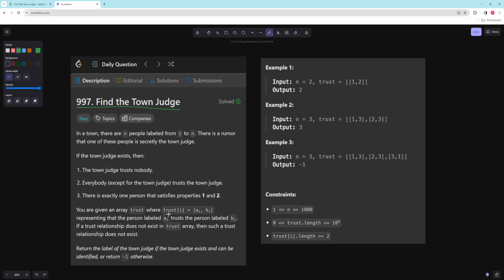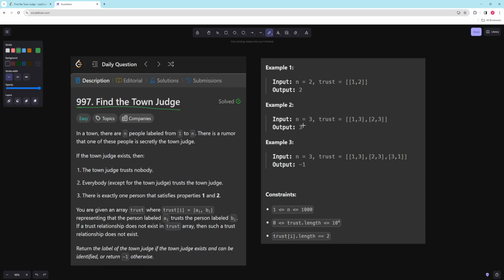You're given an array trust where trust[i] = [a, b] means that person a trusts person b. If the trust relationship does not exist in the trust array, then such a trust relationship does not exist. Return the label of the judge if there is a judge, or -1. So if we take a look here, when n equals 2, if 1 trusts 2, that means everyone trusts 2, right? Except for 2, because the judge doesn't have to trust themselves, and 2 doesn't trust anyone, so 2 would be the judge.